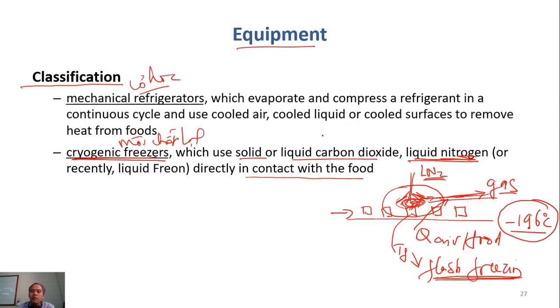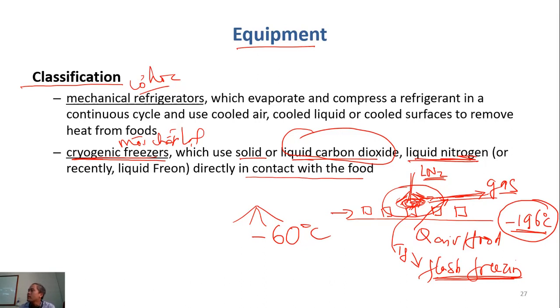Okay, but if you use liquid CO2, at normal conditions like in the air, at atmospheric pressure, CO2 is in gas form. So when it is liquid and you spray it into the air, it will boil, it will evaporate, and it will generate a temperature of minus 60 degrees C. Liquid nitrogen, minus 196 degrees C.